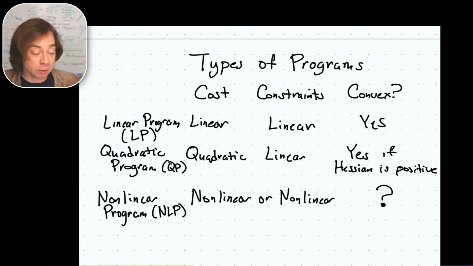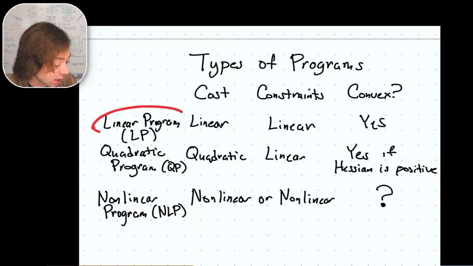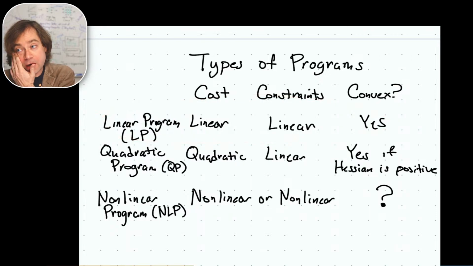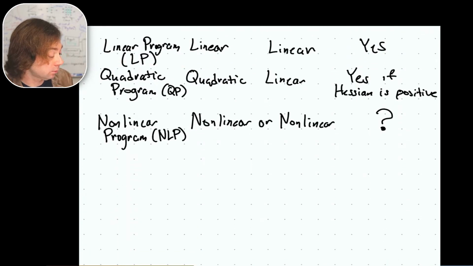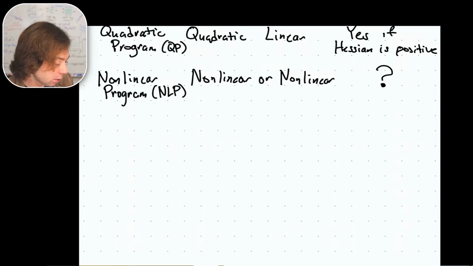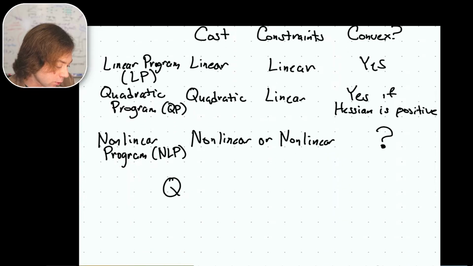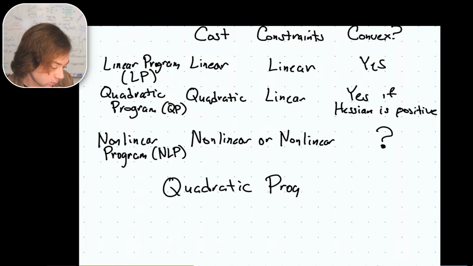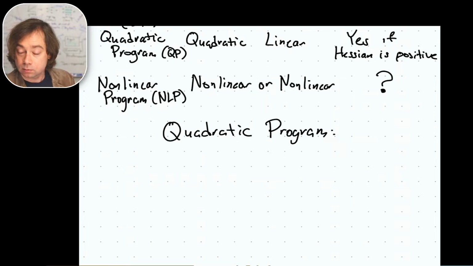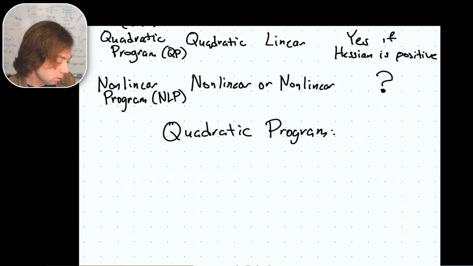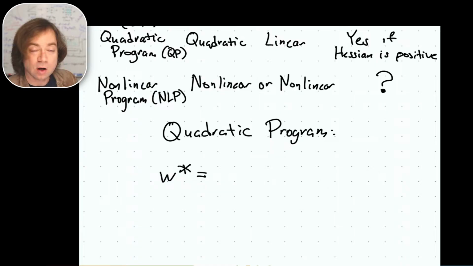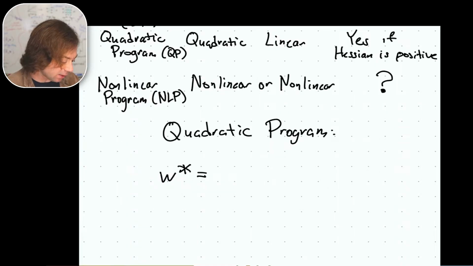So those are the three types of programs. And we already covered a linear program, which is convex. Now, quadratic program. What does it look like? So quadratic program, I already covered that here. So now we have a quadratic program. Okay, in the general form, W star. You're solving for the best decisions. That's your decision vector, right? It's equal to the argmin.